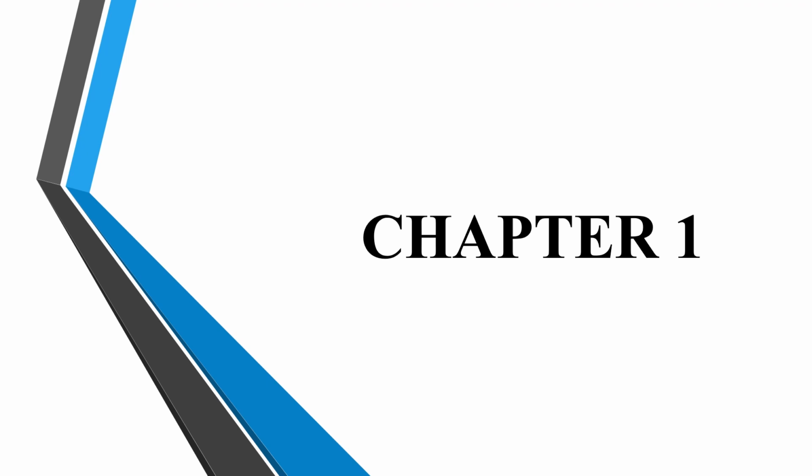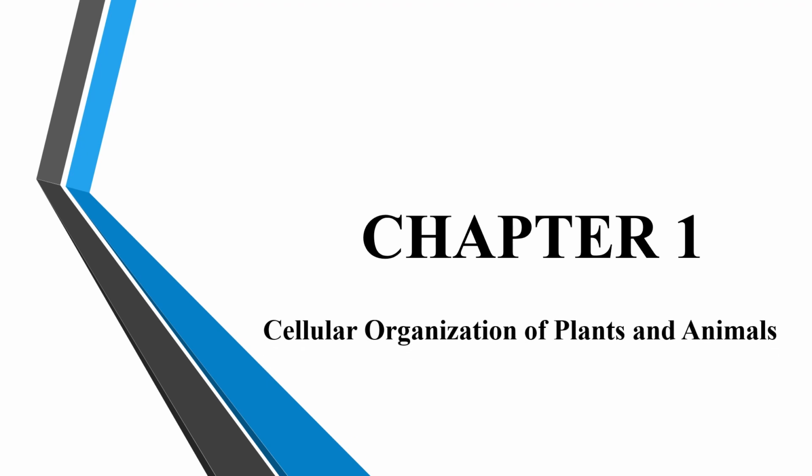We are here to start the new session of class 6th Science. The first chapter of our curriculum is Cellular Organization of Plants and Animals. This chapter gives us the knowledge about the building up of the plants and animals' bodies.